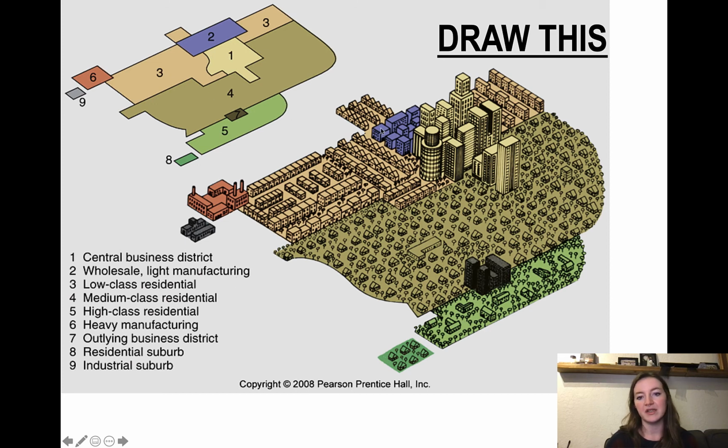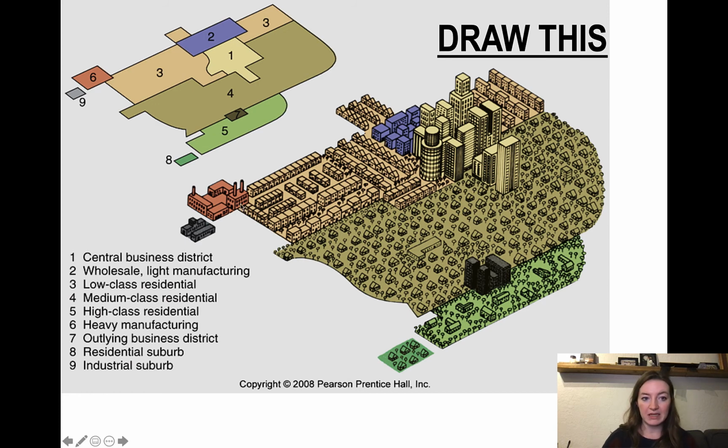Second is wholesale, and that's this purpley blue zone here. This is akin to or directly related to light manufacturing. Big warehouses, some manufacture going on, nothing super, super heavy, but it is happening. But mostly we're going to see like those big warehouse spaces. The third one is going to be low class residential, and that's these two light kind of orangey-ish spaces here and here. Again, small housing, tight, compact, right next to the manufacturing and stuff, because nobody else wants to live there and other people can afford to live farther away.